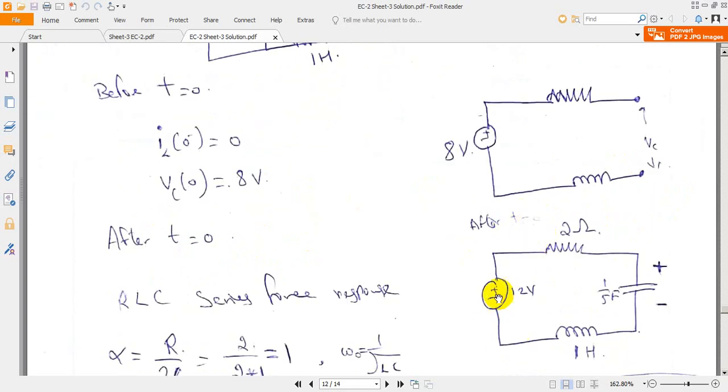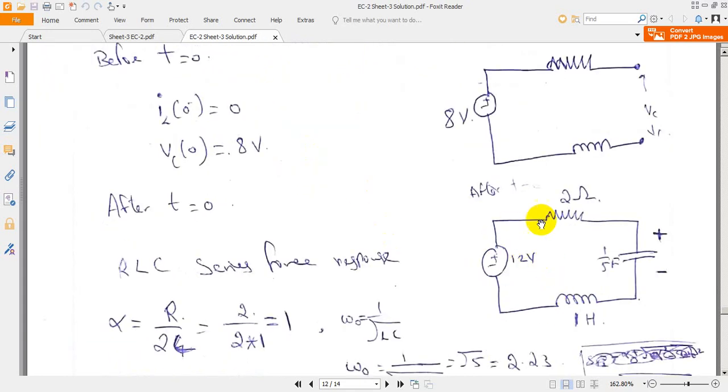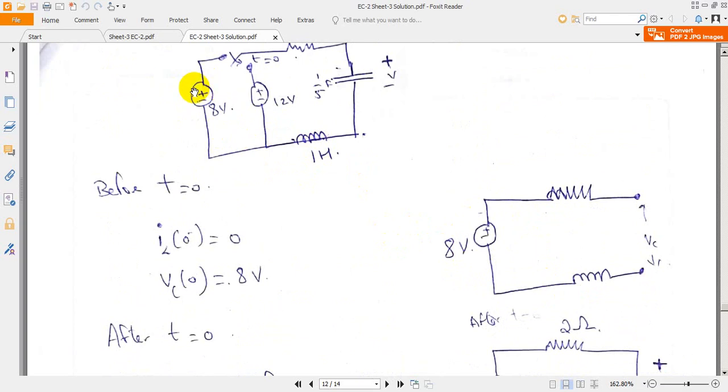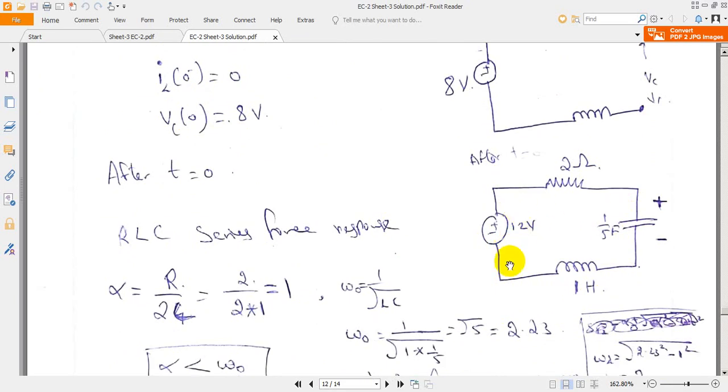After t is equal to 0, this switch is connected to 12 volts. So 12 volts, and this part is eliminated. The other part is eliminated. And the circuit will be in this condition. If you observe this circuit, it is a RLC series circuit connected to a supply voltage. It means it is a RLC series where all the 3 elements are there.